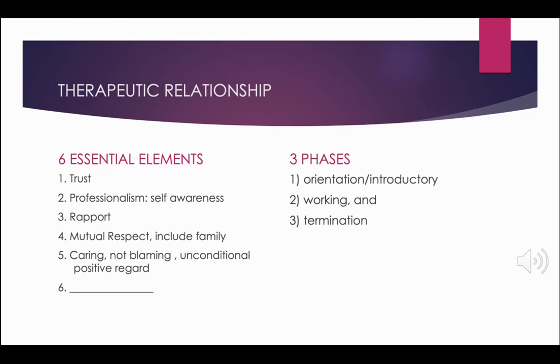There's 6 essential elements to a therapeutic relationship. We need to establish trust, and we need to be professional. That includes being self-aware. We want to have good rapport and mutual respect, that includes with the family members. We want to have unconditional positive regard. So what does that mean?